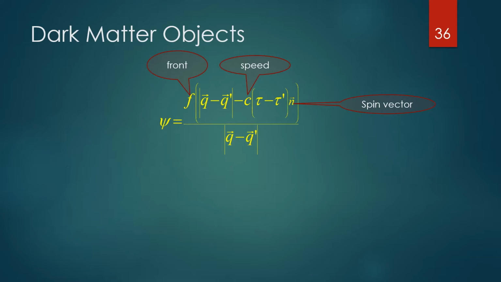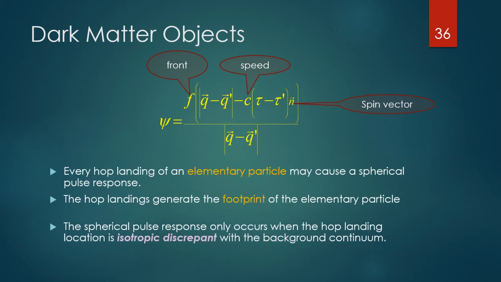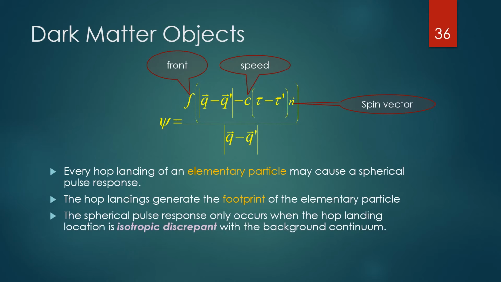Every hop landing of an elementary particle may cause a spherical pulse response. The hop landings generate the footprint of the elementary particle. The spherical pulse response only occurs when the hop landing location is isotropic discrepant with the background continuum. This restriction causes color confinement.